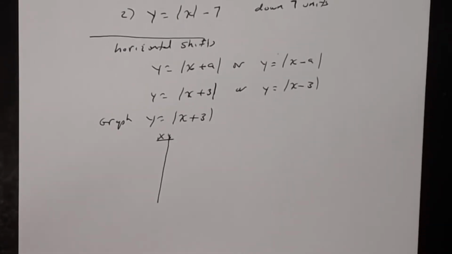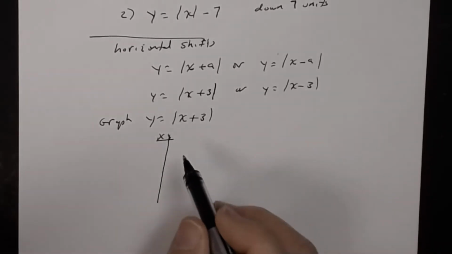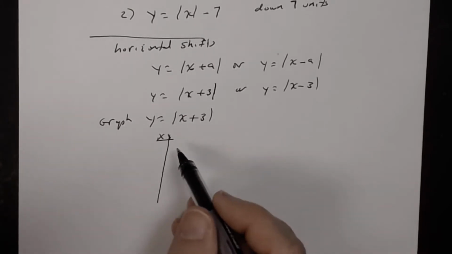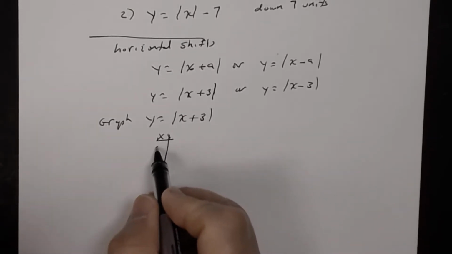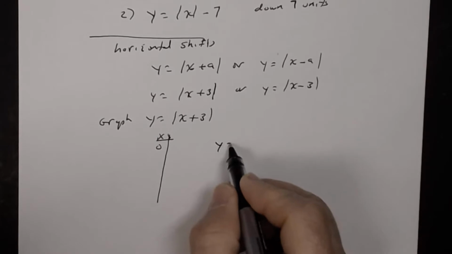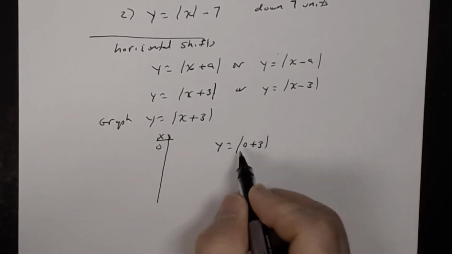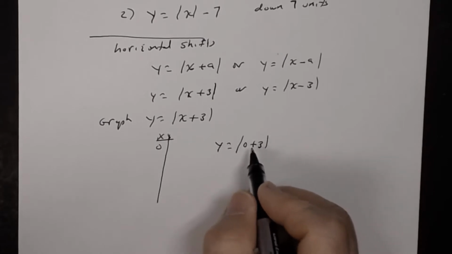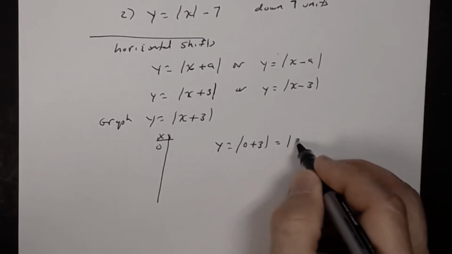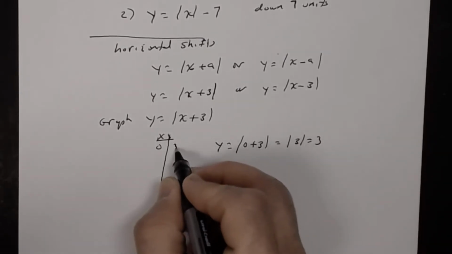When doing this one, I'm going to do the same thing. First thing I'm going to do is let x be 0, although you're going to notice that that's not where the vertex will be. So keep that in mind. That's a horizontal shift. The vertex is not going to be when x is 0. But I'm still going to use it. So if x is 0, I get y equals absolute value of 0 plus 3. We do what's inside the grouping symbol. 0 plus 3 is 3. So it becomes the absolute value of 3, which is 3.